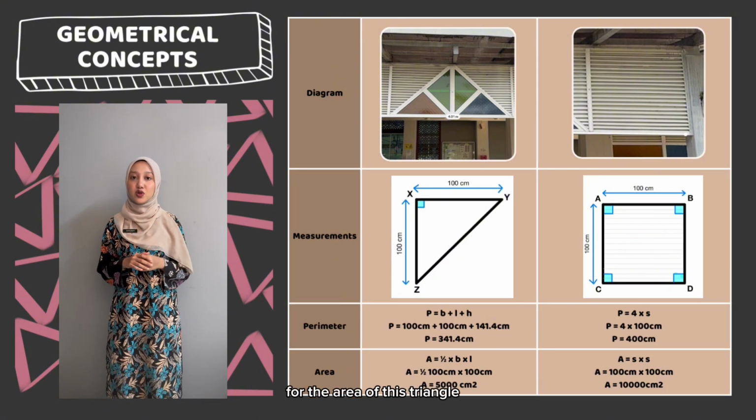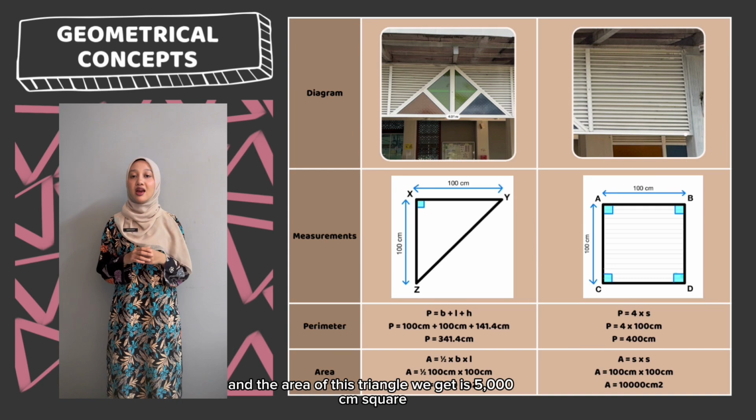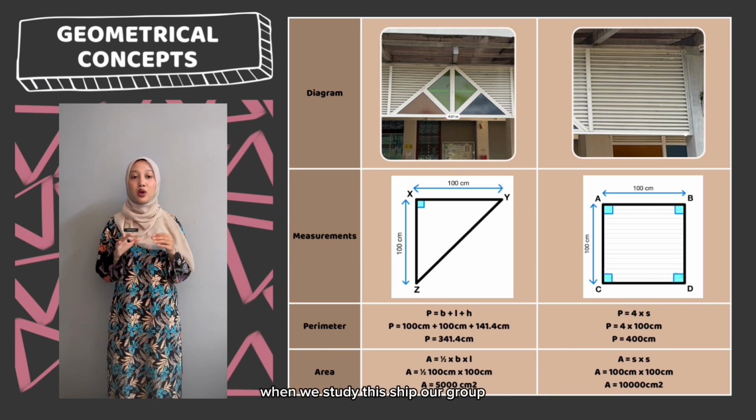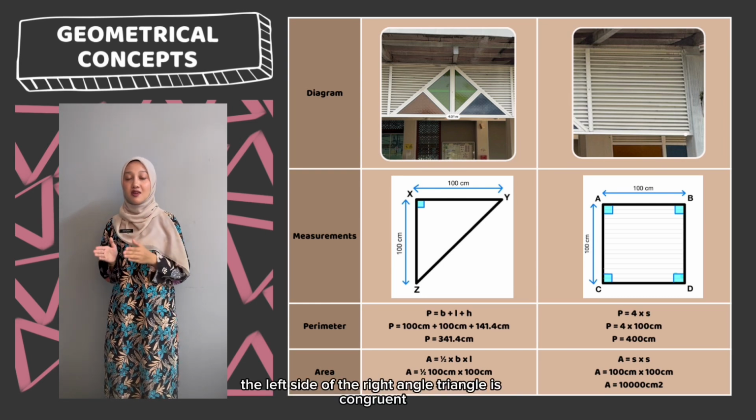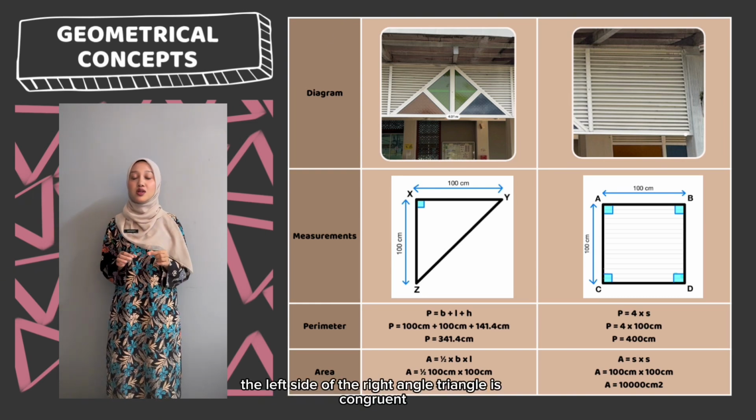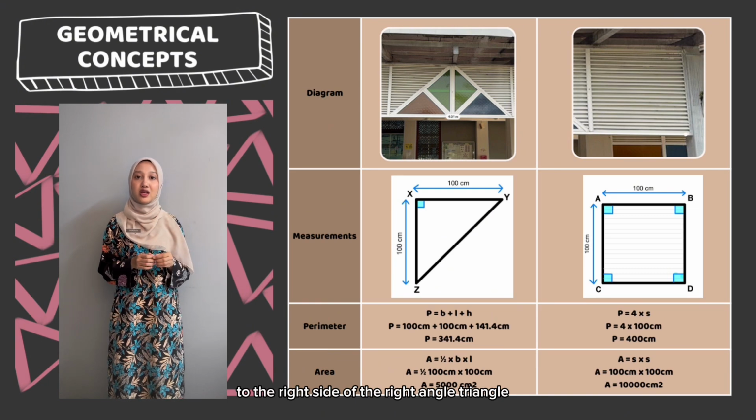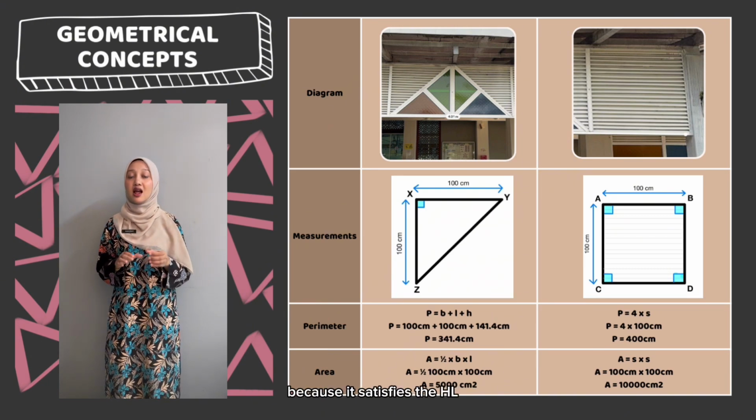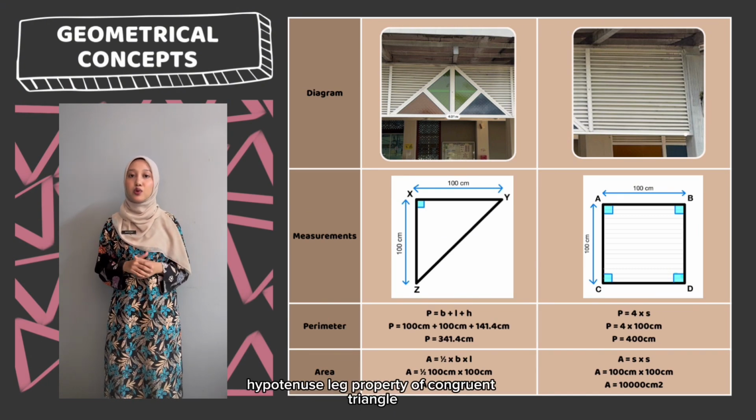For the area of this triangle, we use the formula half multiplied by base multiplied by length, and the area of this triangle we get is 5,000 cm square. When we study this shape, our group get that the left side of the right angle triangle is congruent to the right side of the right angle triangle because it satisfies the HL (hypotenuse-length) property of congruent triangles.